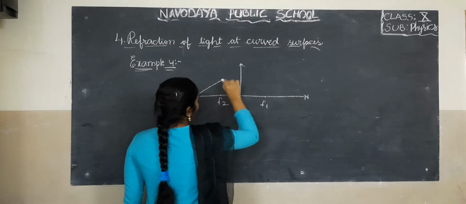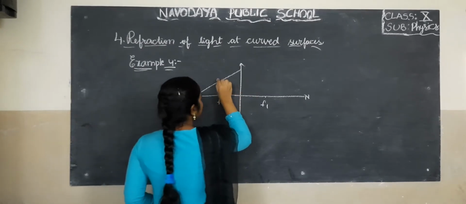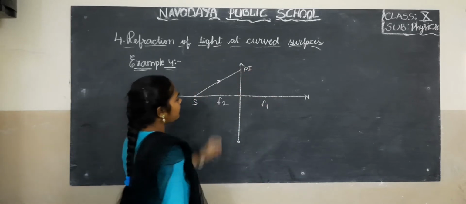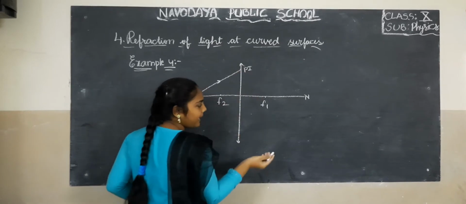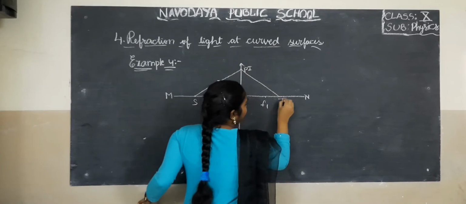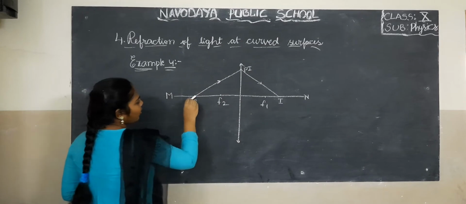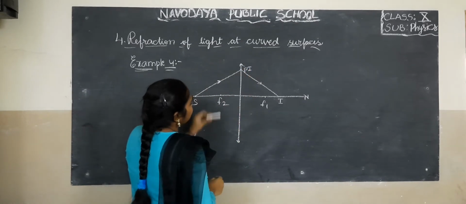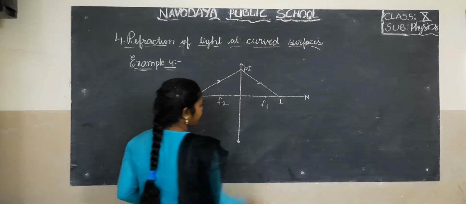The ray meets at one point on the convex lens. It is denoted by P. And the ray gets refracted and again meets the principal axis. It is denoted by I. Here the first ray goes through the convex lens, gets refracted and meets the principal axis, and it is denoted by I.